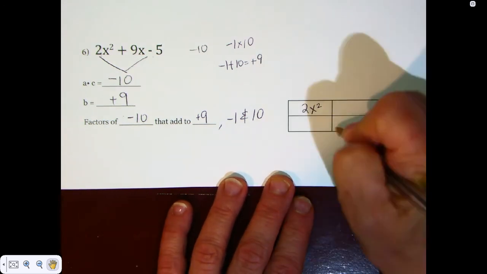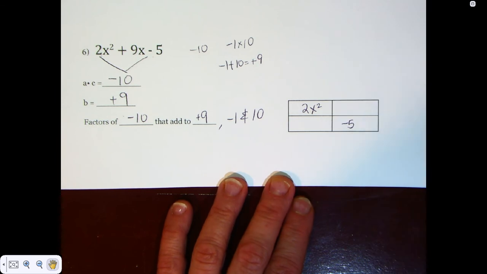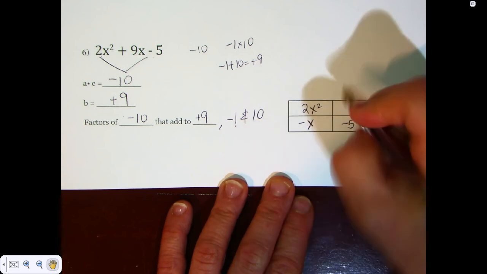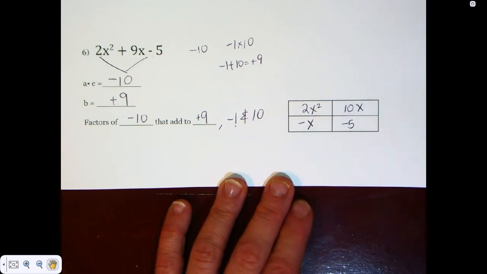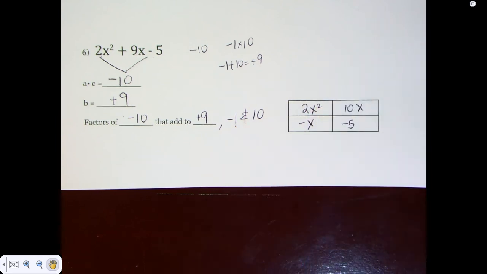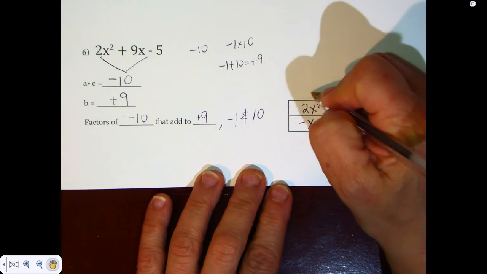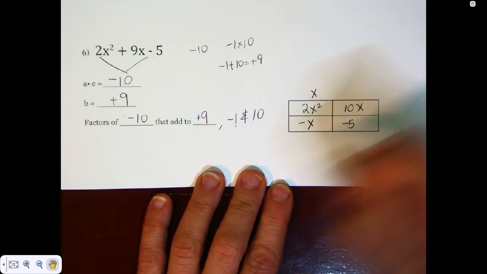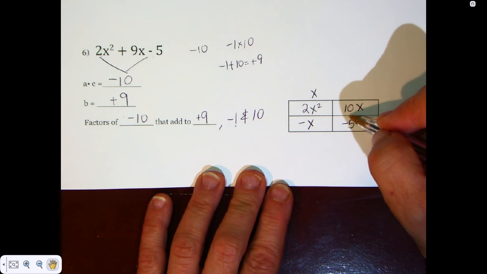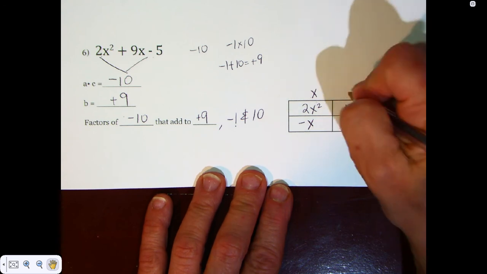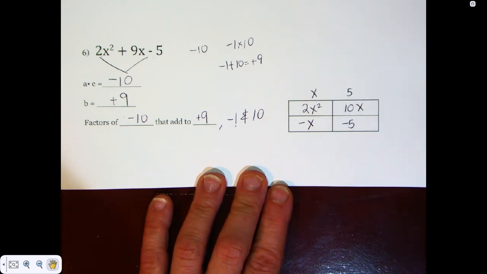Okay, let's put our information in our box for the box method. This is 2x squared. This is -5. We're going to put -x for the -1 and 10x for the 10. And now we're going to take out what's in common. Let's start off with the columns. What we have in common here is an x, and what is common between 10 and 5 is, of course, 5. So we're going to pull it out right here.